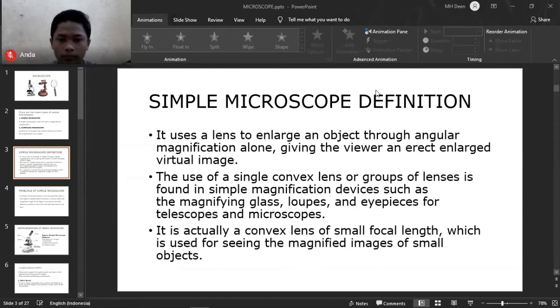Simple microscope definition. It uses a lens to enlarge an object through angular magnification alone, giving the viewer an erect, enlarged virtual image. The use of a single convex lens or groups of lenses is found in simple magnification devices such as the magnifying glass, loupes, and eyepieces for telescopes and microscopes. It is actually a convex lens of small focal length, which is used for seeing the magnified image of small objects. Next.